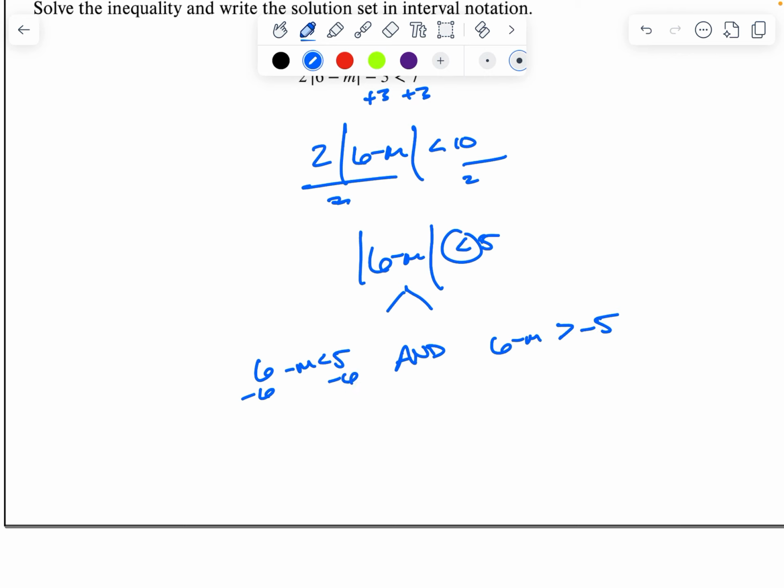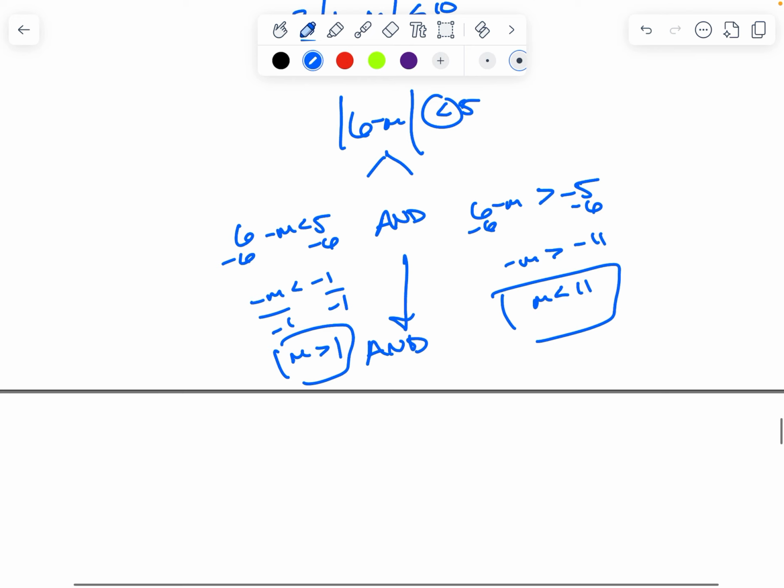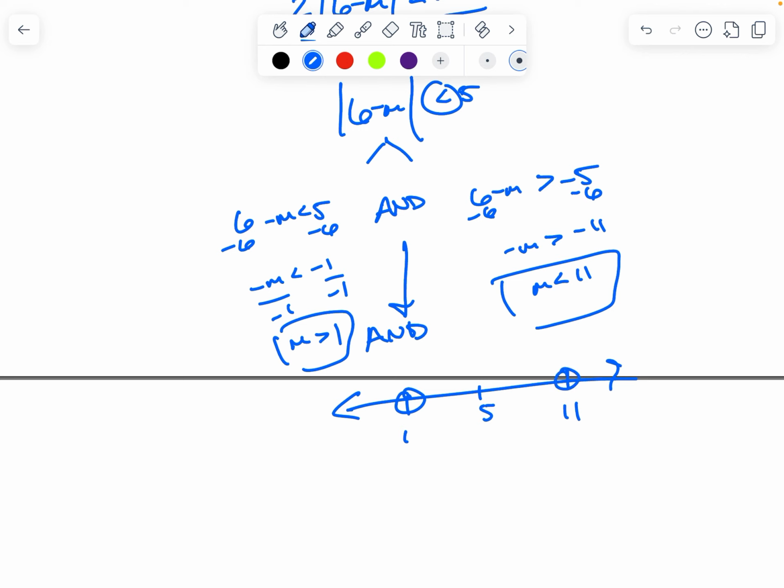And we can try and solve these. Negative m is less than -1. If we divide both sides by -1, m is greater than 1. And on this side, subtract 6. M is less than 11. M is greater than 1 and less than 11. What numbers are greater than 1 and less than 11? Numbers like 5 are greater than 1 and less than 11. This is strictly greater than, strictly less than, so open circles, and we can shade in between. And our interval notation is everything from 1 to 11.